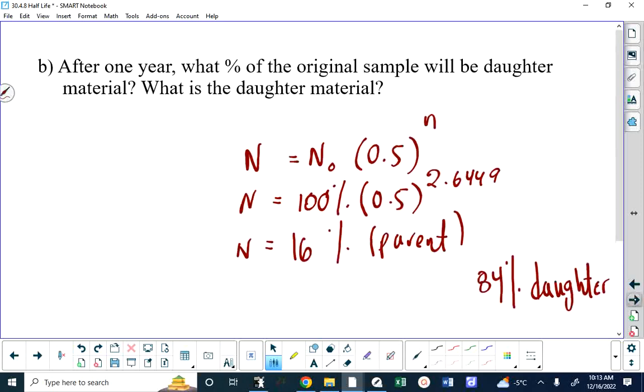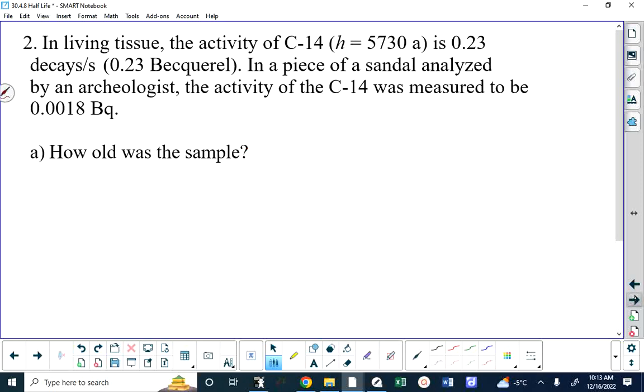Okay. One more question we want to look at here. In living tissue, the activity of carbon-14 is 0.23 decays per second. We could have a whole lesson on radiocarbon dating. But briefly, when you have a living organism, and you should know this from very basic science in Science 10, there's a carbon cycle happening. If the living organism is an animal, they are taking carbon in the form of glucose, and they are exhaling carbon in the form of carbon dioxide. If it's a plant, they're taking in carbon dioxide and they're getting rid of carbon in the form of glucose. They're producing glucose, and there's this cycle going on.